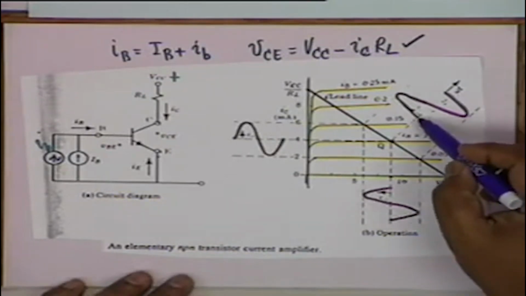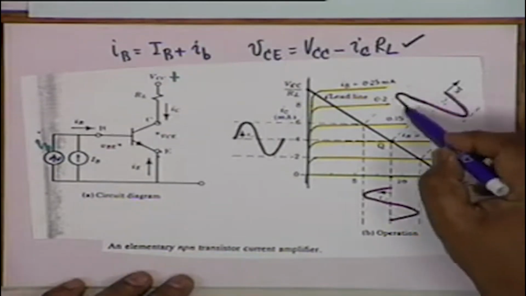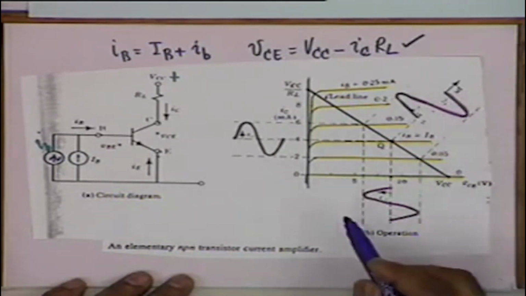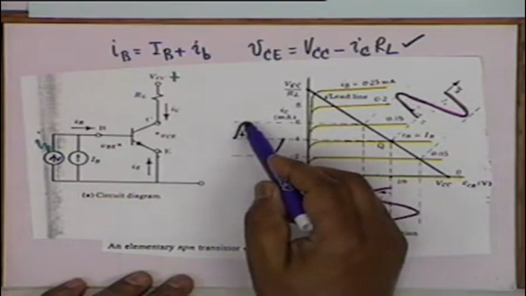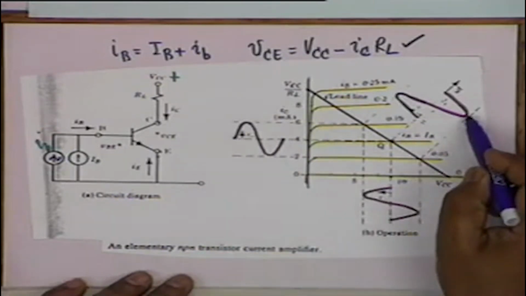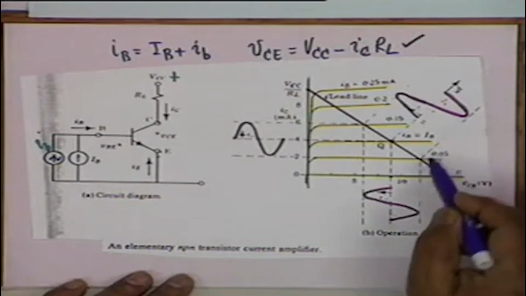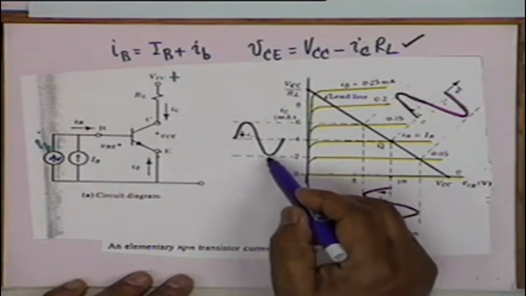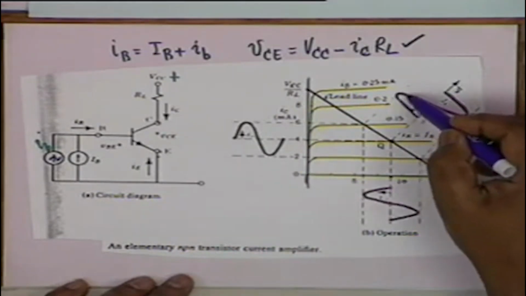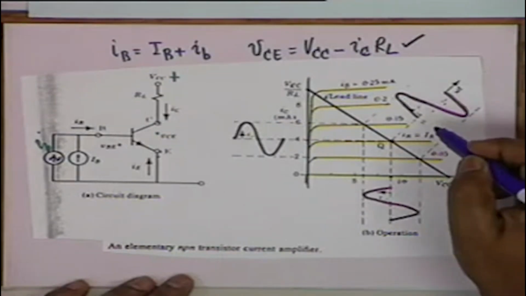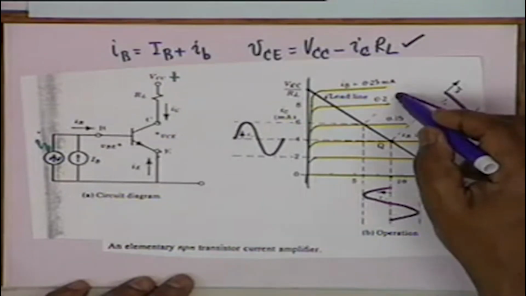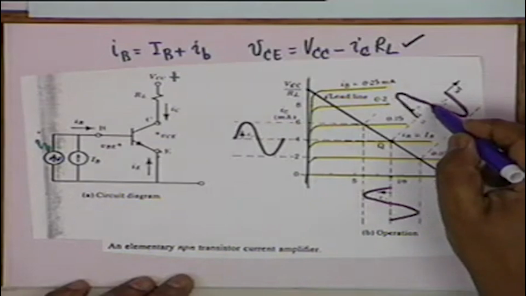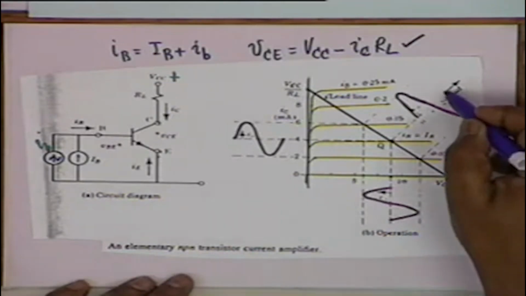So when the base current goes through one complete cycle, what happens to the collector current? At the peak of the base current, the collector current reaches the value 6 milliampere. At the trough, or the minimum of the base current, which corresponds to 0.05, the collector current is 2 milliampere. Therefore, as the base current varies from 0.1 to 0.15, comes back to 0.1, goes to 0.05, and then again comes back to 0.1.